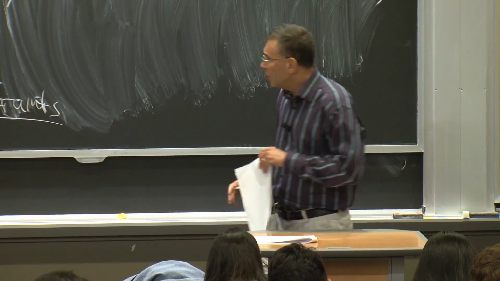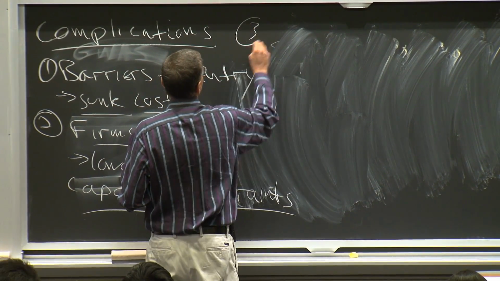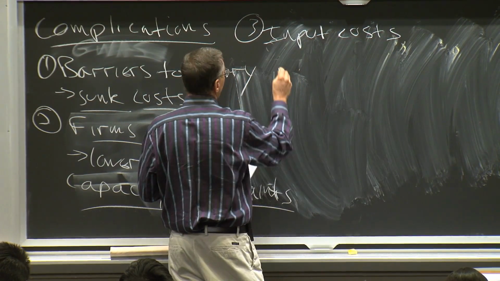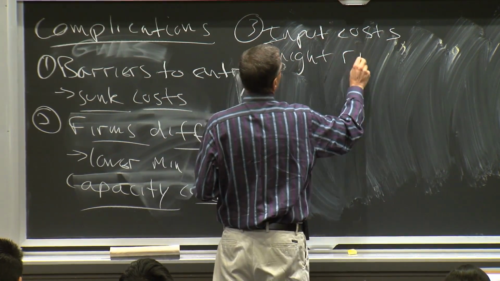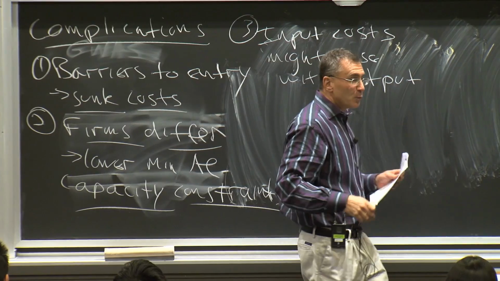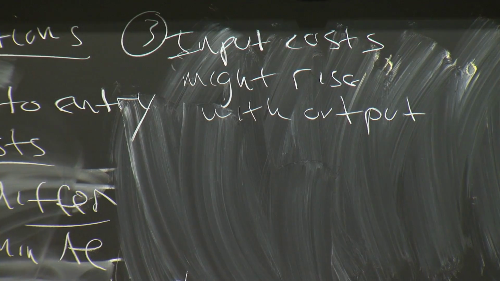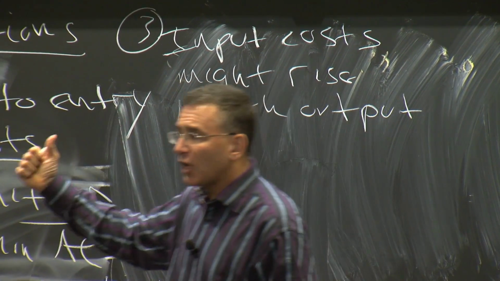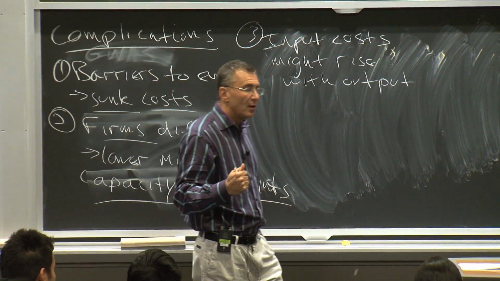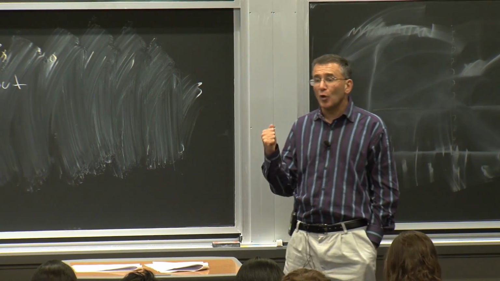Okay. The third reason why supply curves might slope up in the long run is that input costs might rise with output. The more output you produce, the higher input costs may rise. Okay? So what we've assumed in our entire discussion, going back at least one lecture, if not two, is fixed input prices. Remember we said the wage was $5 an hour and capital was $10 a unit. Okay? We assumed those prices were fixed.